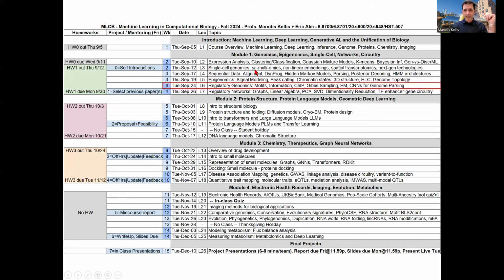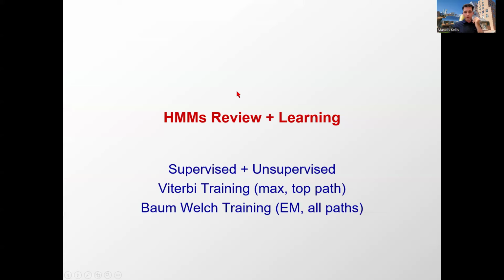We're basically in the last week of module 1. Then we're going to switch to protein structure, then chemistry, and then electronic health records, and so on and so forth. And we've talked about expression. We've talked about single cell. We've talked about sequential data in hidden Markov models. We talked about epigenomics. And today we're talking about regulatory genomics, but we're going to be building, of course, on all of the previous stuff. And then next time we're going to be talking about networks.